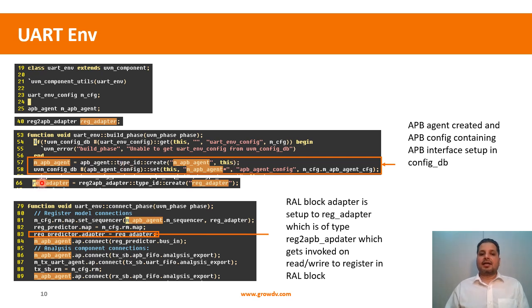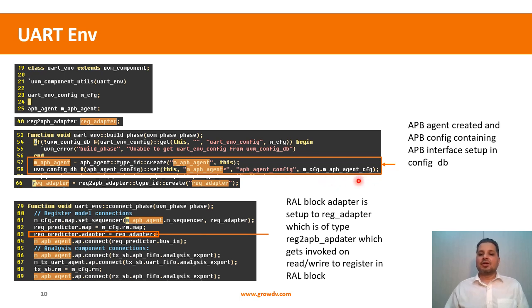over here, and then in the config DB we set up the APB agent config that we want to go to this APB agent. So this APB agent is the instance name from this environment.APB agent, right? That is the hierarchy through which it will extract this APB agent config parameter value, this particular key, and the value for that particular key in the config DB would be our m_config, which is the overall environment config, and from that we are passing the m_apb_agent_config.